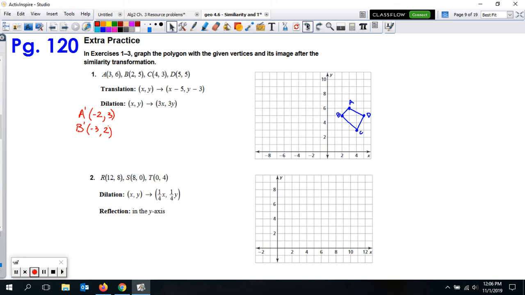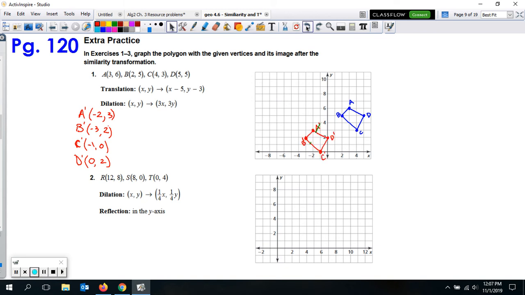For the B prime point, it's going to be -3, 2 when we subtract 5 from x and subtract 3 from y, and so on. So then our C prime is -1, 0, and our D prime is 0, 2. Okay, so that's what you've just done. You've gotten those points. Go ahead and plot those also on the graph.